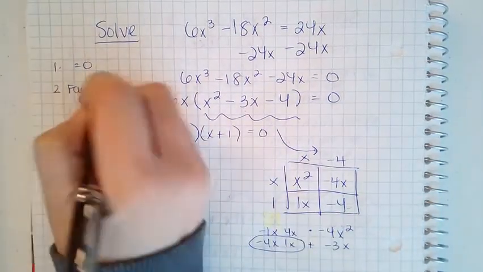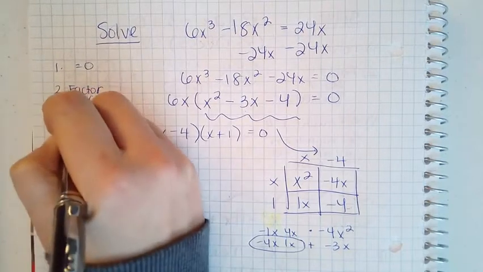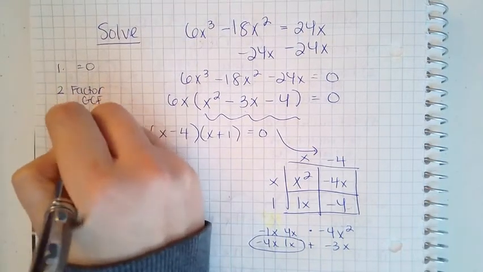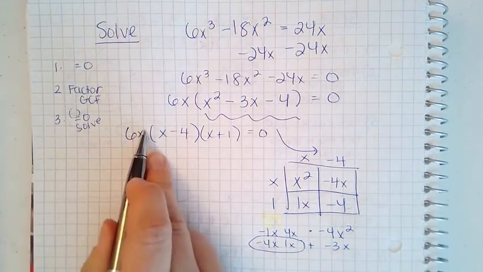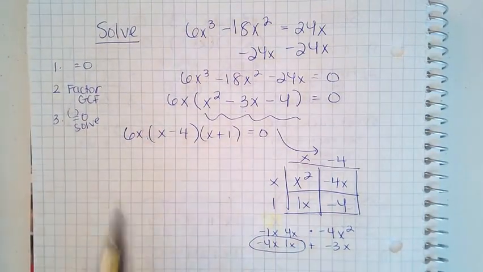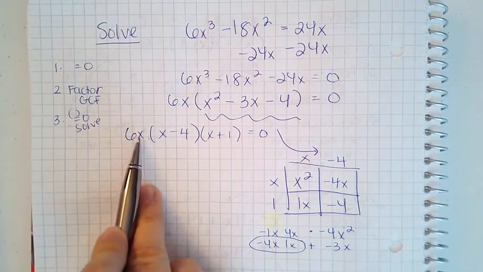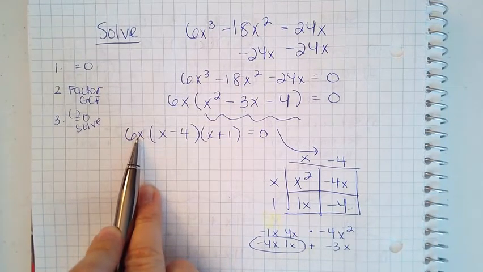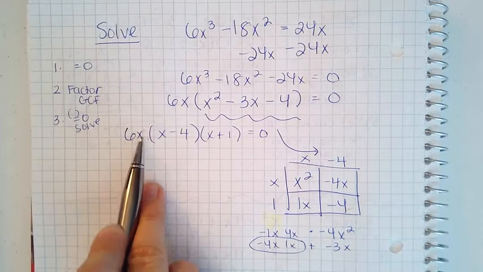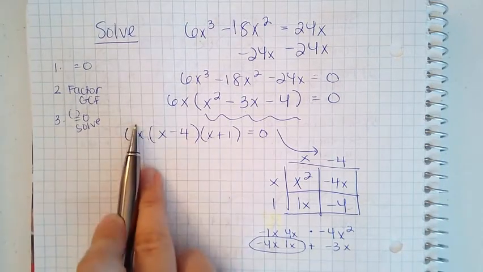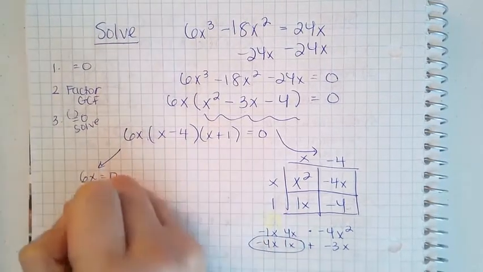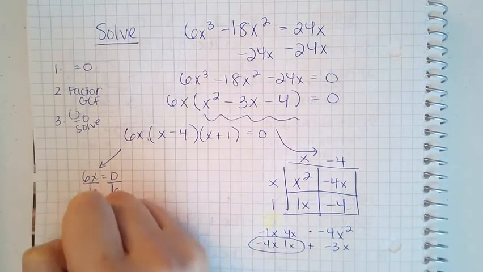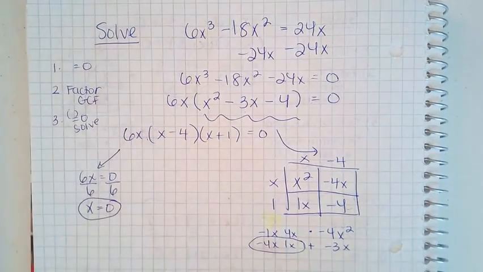So my third step, remember, is to set everything equal to 0 and solve each of those parentheses. Well, this doesn't have a parenthesis, but I could put one there. When you take a GCF out, if it's just a number, it's not going to have any impact on your answers because the only answers come from variables. But this does have a variable. So I'm going to set 6x equal to 0. And when I divide both sides by 6, I get x equals 0.